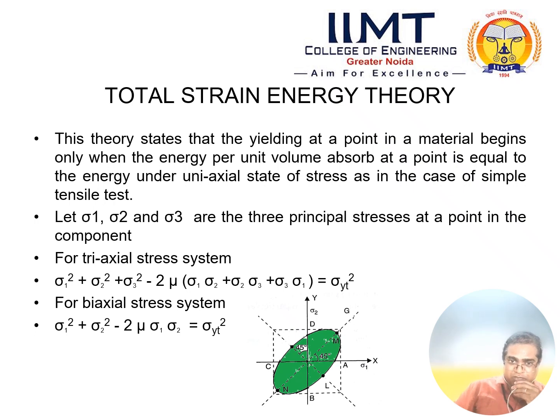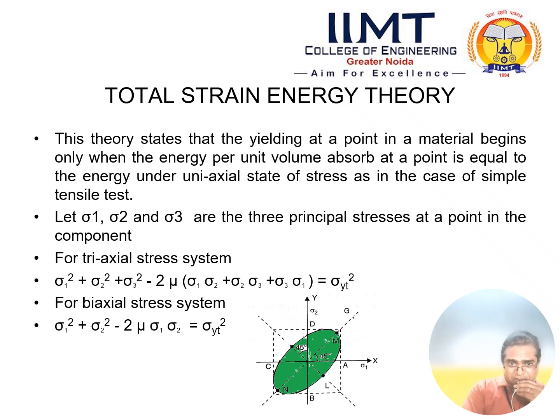So minus 2 mu in bracket sigma 1 into sigma 2 plus sigma 2 into sigma 3 plus sigma 3 into sigma 1 is equal to sigma yt square. This is after the comparison of the particular system and the standard system. And when we are talking about the biaxial stress system, you can get the equation sigma 1 square plus sigma 2 square minus 2 mu sigma 1 sigma 2 is equal to sigma yt square. This equation is used for either a tensile stress system or a compressive stress system.